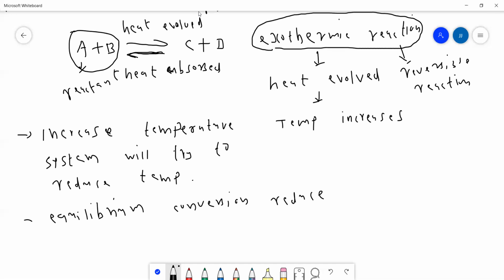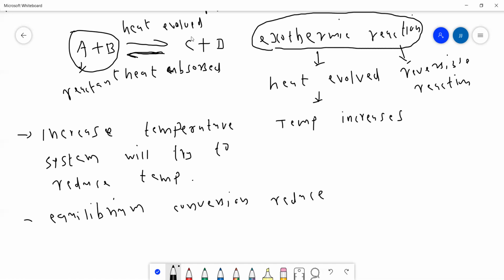So we are only talking about the cases for a reversible reaction. For an irreversible reaction, there is no backward reaction, so the conversion always increases as the temperature increases.